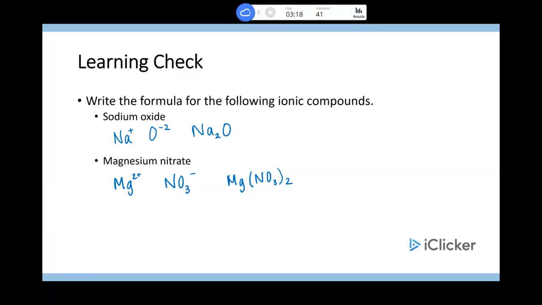Now notice in this first example, where we don't have a polyatomic ion, we have 2 sodiums, but we don't use the prefix di for the sodium. So this is a difference between naming the binary molecular compounds and ionic compounds. When we have more than one ion, we don't use those prefixes.